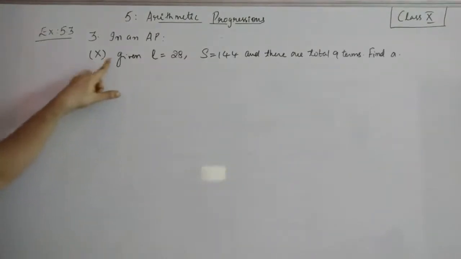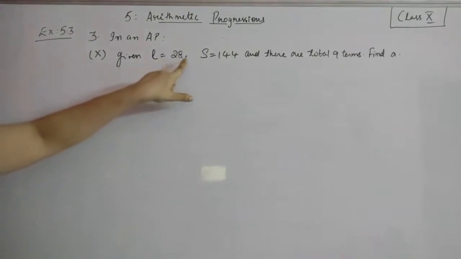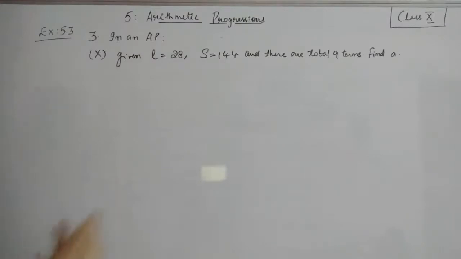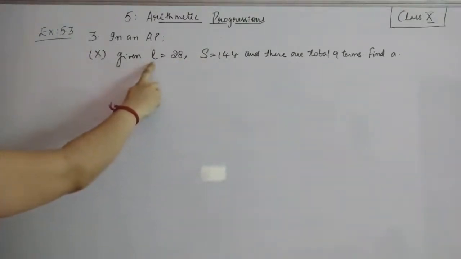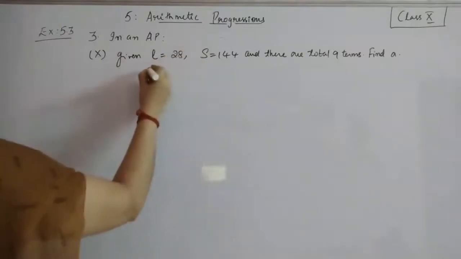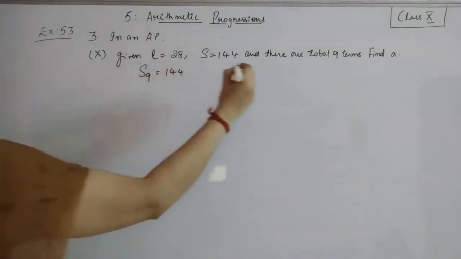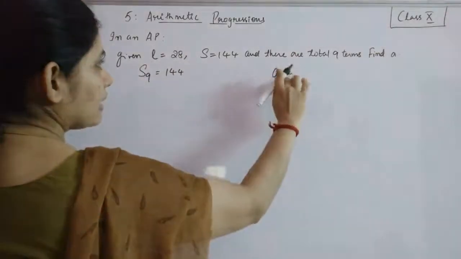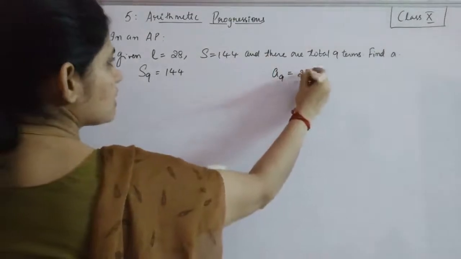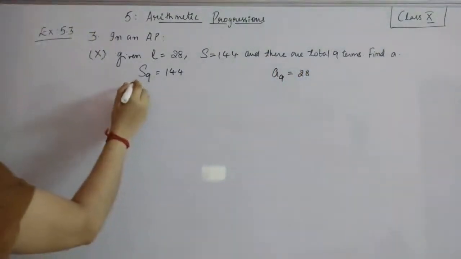10th problem is given l is equal to 28, S is equal to 144, and there are total 9 terms. You have to find a. So since they are giving that there are 9 terms, this is your S9 and this is your a9. Okay, what is given? S is 144 means it is S9 is 144, and l is equal to 28 means a9 is equal to 28.